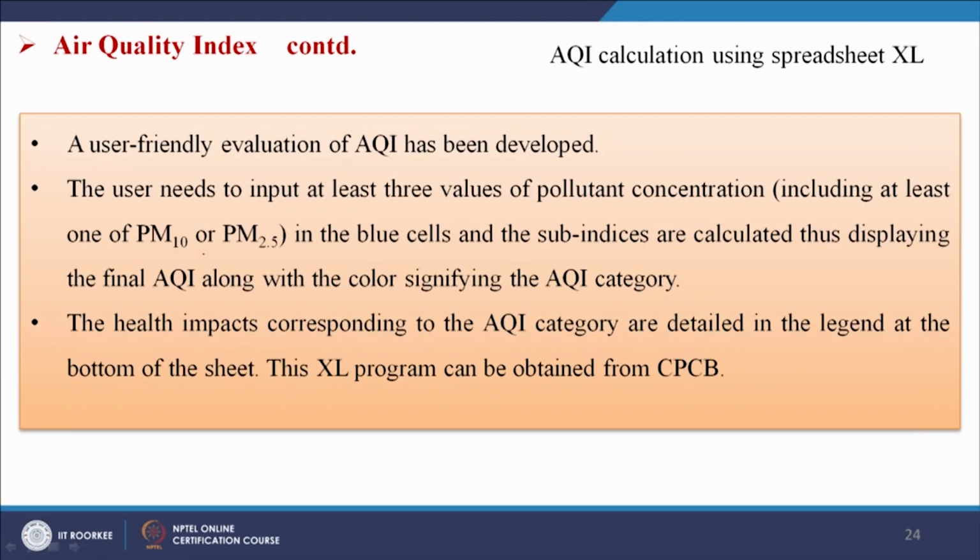Now, we will see that for the quick determination of AQI, some Excel sheets are already developed and available on the CPCB website. A user friendly evaluation of AQI has been developed. The user needs to input at least 3 values of pollutant concentrations, including at least one of PM10 or PM2.5, in the blue cells, and the sub-indices are calculated, thus displaying the final AQI along with the color signifying the AQI category. The health impacts corresponding to the AQI category are detailed in the legend at the bottom of the sheet. So, this Excel program can be obtained from the CPCB.